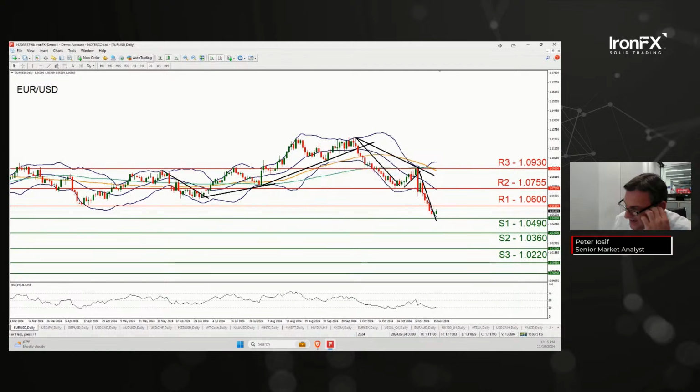Now, let me rephrase that. Euro USD on a technical level stabilized between the 1.06 and the 1.0490. And that's been ongoing since Friday.